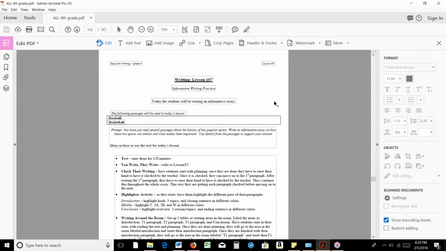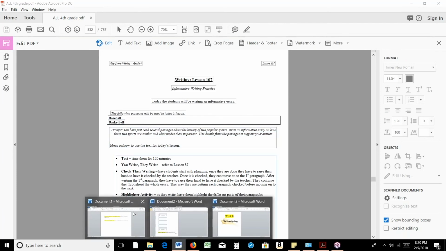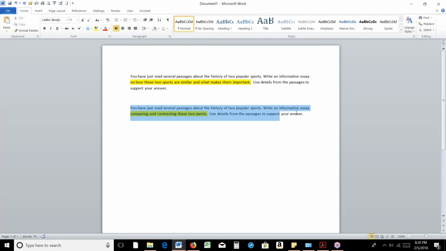Again, lesson 107, this prompt here with the passages, one's on baseball, one's on basketball. Although I have this one prompt, you can also practice using this second prompt here when it says to compare and contrast those 2 sports. I would definitely do this as a lesson. I would model, I would talk about it and explain to the kids so that nothing's confusing for them.